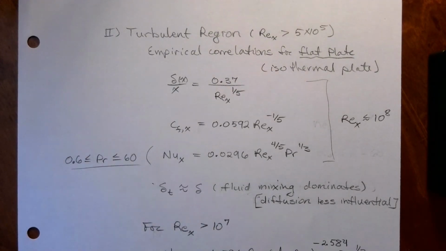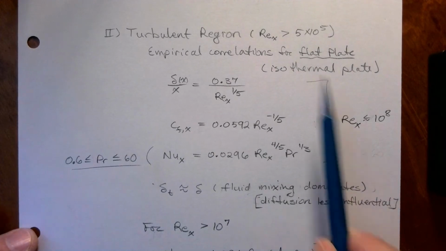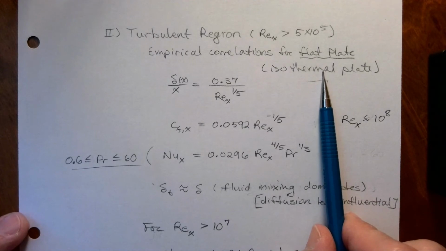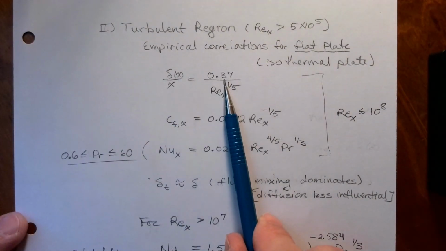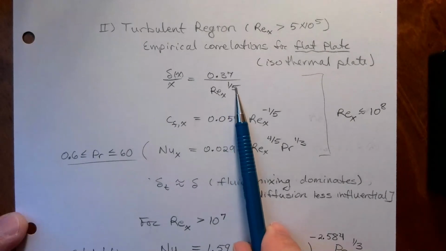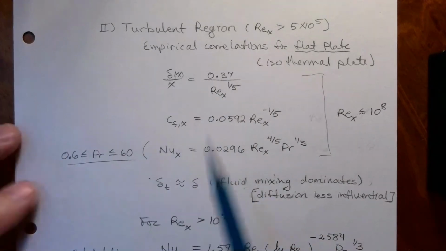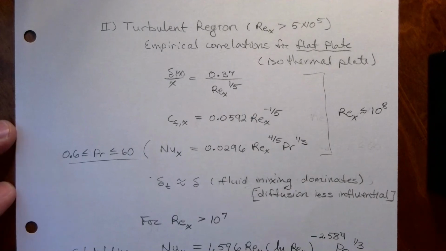For the turbulent region, we're now referring to when the Reynolds number based on the length from the front leading edge is greater than 5 times 10 to the 5th. We're going to use empirical correlations for flow over a flat plate, an isothermal plate, so we're just going to take what's provided for us. Delta over x is now proportional to Reynolds number to the minus 1/5 power. This is very different, not a 1/2 but a 1/5, and the constant is 0.37 instead of 5. So it's a drastically different situation for the growth of the boundary layer.